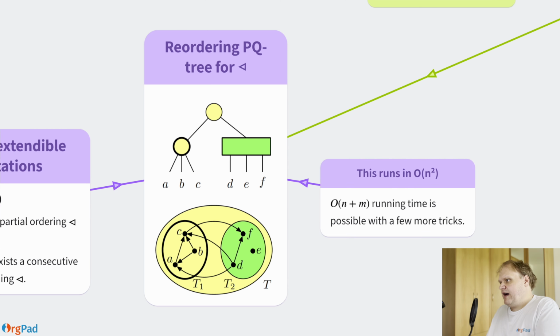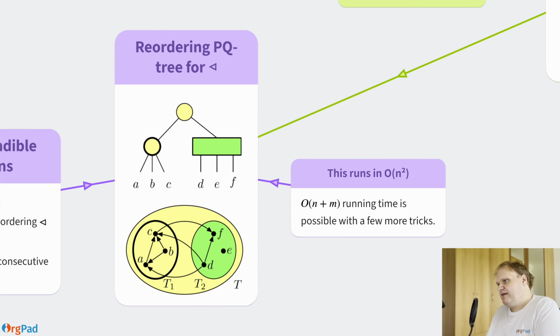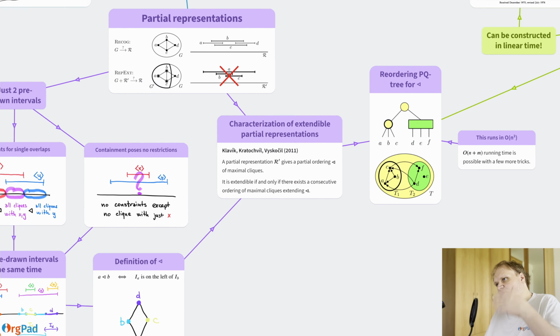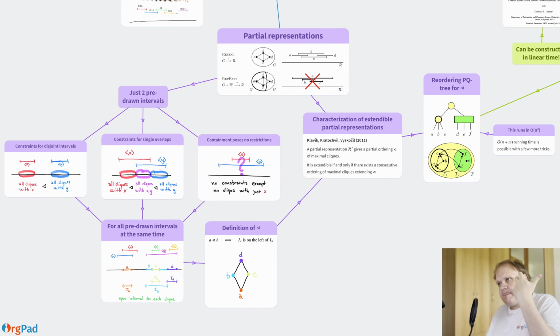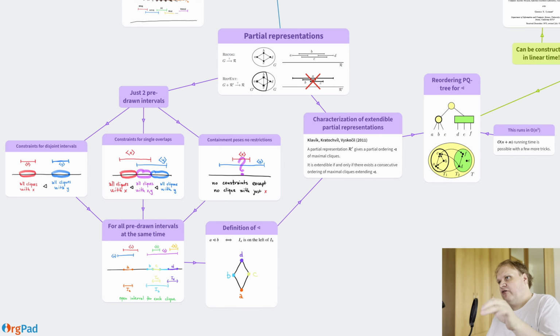And this actually leads to a quadratic time algorithm, and with a lot of extra work, and dealing with a few more tricks and some details, we were actually able to solve the problem in linear time, but it took us a few more years. And so we have obtained this beautiful characterization of partial representations which are extendable.